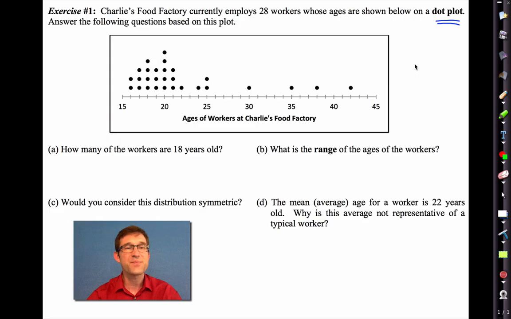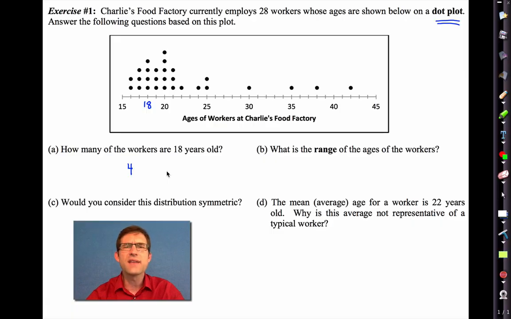Well, letter A simply asks, how many of the workers are 18 years old? That just goes to how you read a dot plot. The 18 is right here, and there are 1, 2, 3, 4. There are simply 4 workers that are 18 years old. I like it. That's pretty easy.